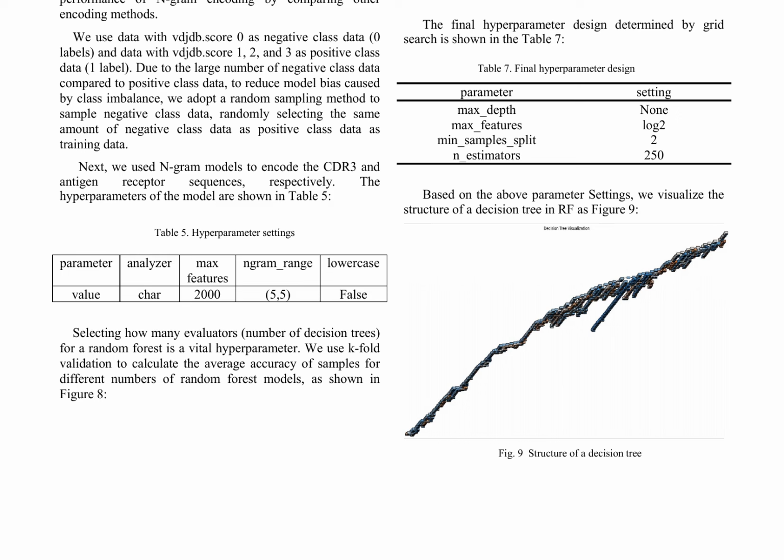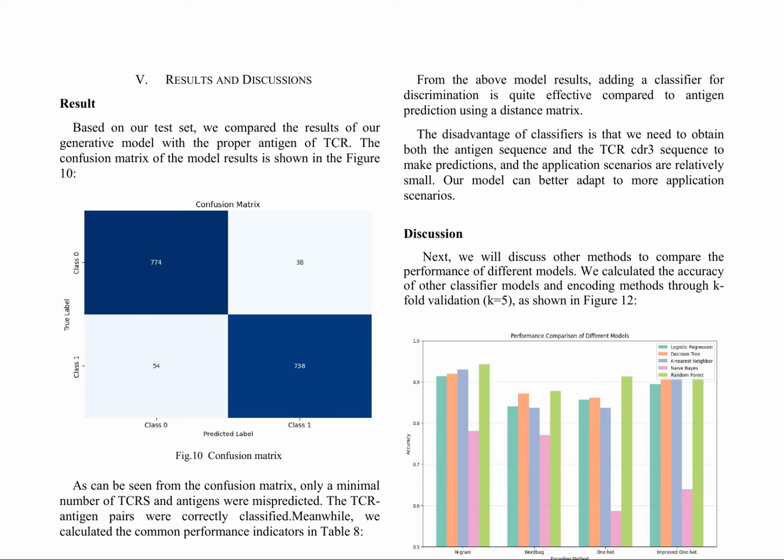The authors present the results and discussions of their generative model for TCR-antigen prediction, demonstrating a minimal number of mispredictions in the confusion matrix, Figure 10. Performance indicators such as accuracy, recall, precision, and F1 score are calculated and shown in Table 8, indicating excellent performance. The ROC curve of the model is plotted in Figure 11, suggesting that adding a classifier for discrimination is quite effective compared to antigen prediction using a distance matrix.